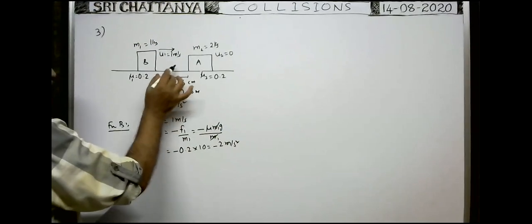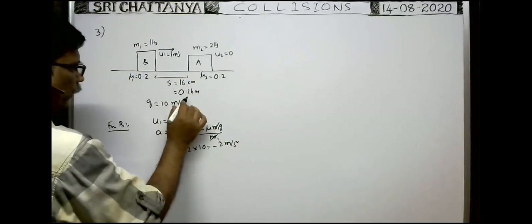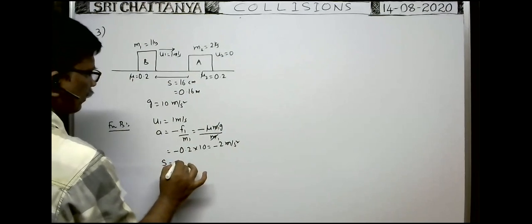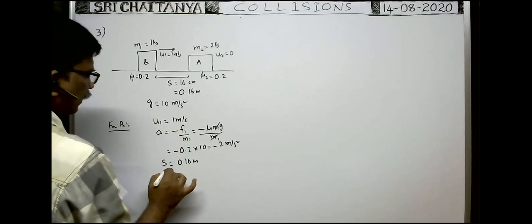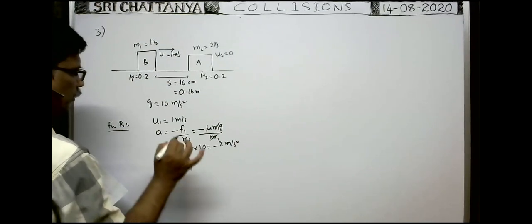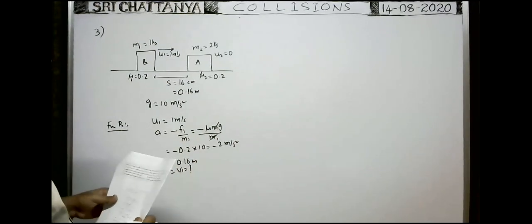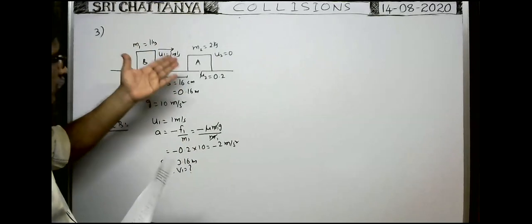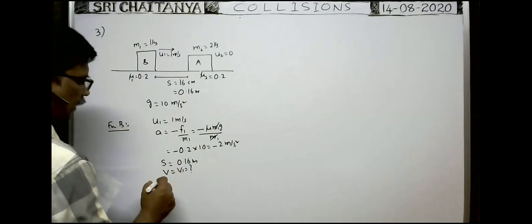To make this collision, it has to travel a distance equal to 0.16 meter. So the distance to be traveled is 0.16 meter. Then what is the velocity acquired? V is equal to v1, that is equal to question mark. What does the velocity become? If velocity becomes 0, it means it comes to rest, we can say. So what is that velocity?